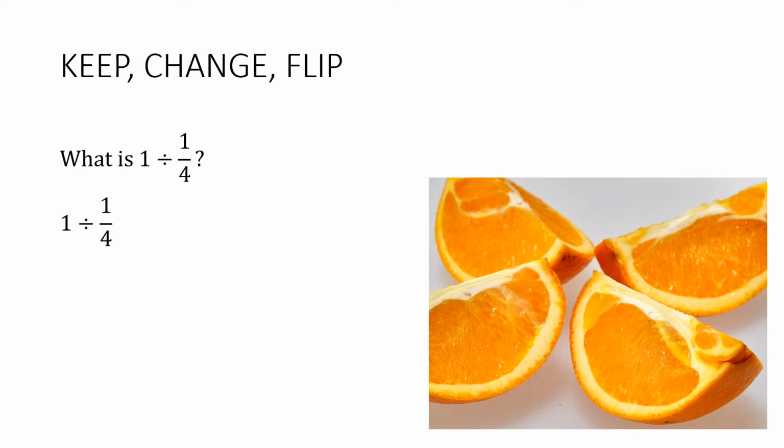Now let's have a look at our method and see why it works. We're going to keep the first one, change the sign, flip the last one. Have a look here. This is 1 over 1, remember? But it's just one lot of 4 over 1, which is 4.